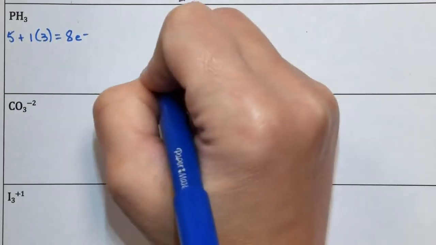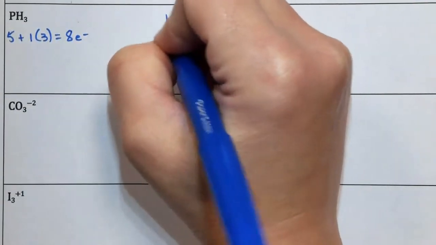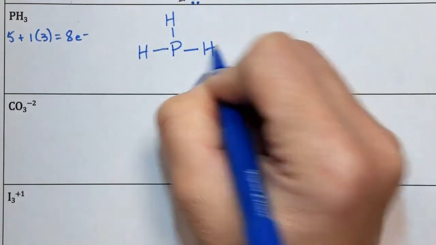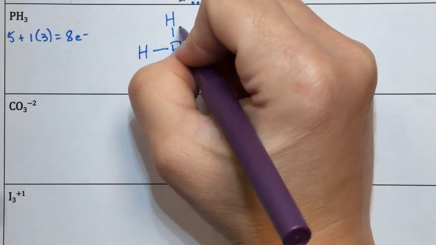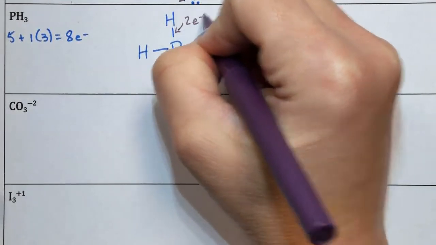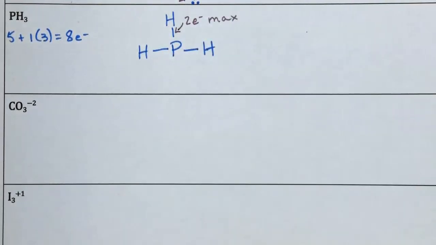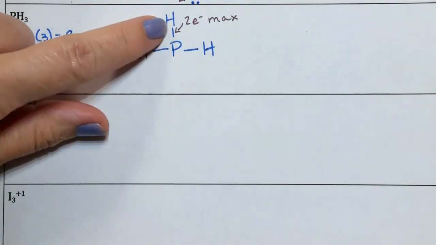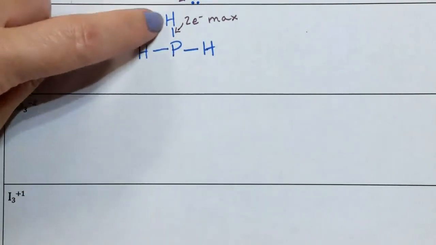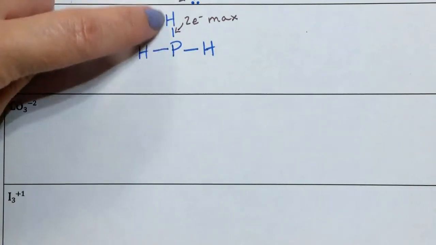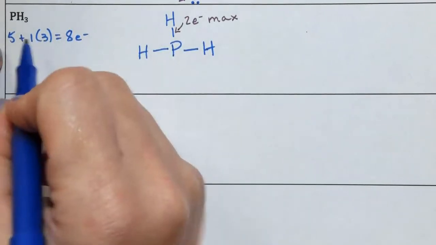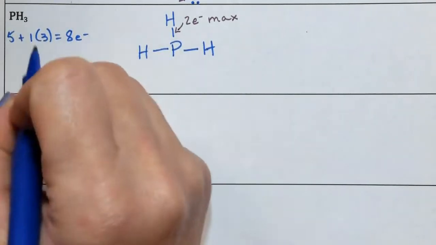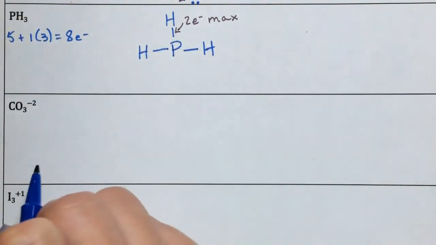1, 2, 3 hydrogens. Now, for the record, hydrogen should never have more than 2 electrons maximum. So 2 electrons max for hydrogen. So it's never going to have anything more than 1 bond to hydrogen. Never put any pairs of dots around hydrogen because it only needs 2 electrons maximum.